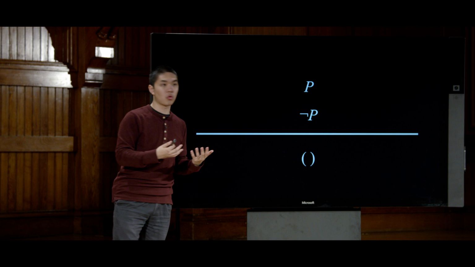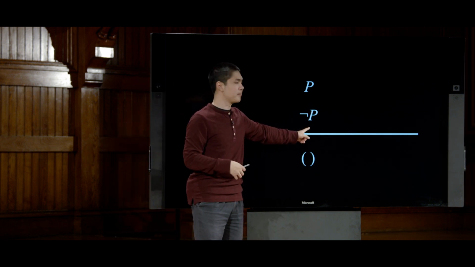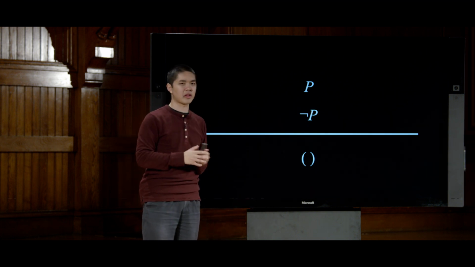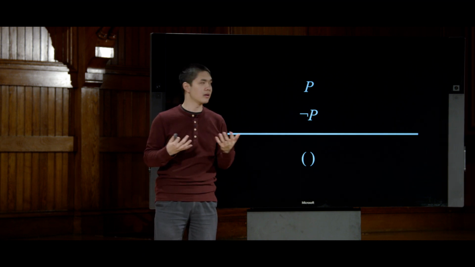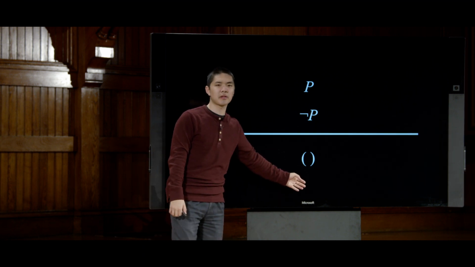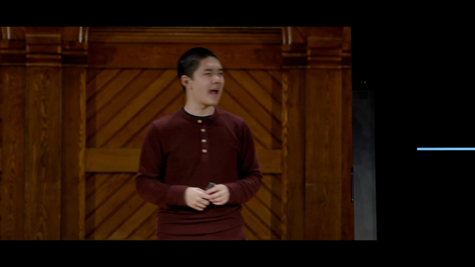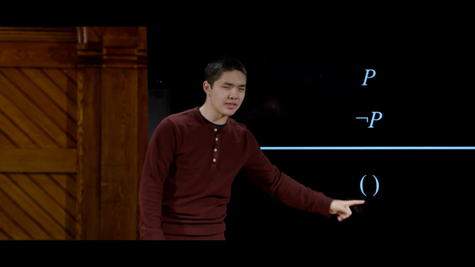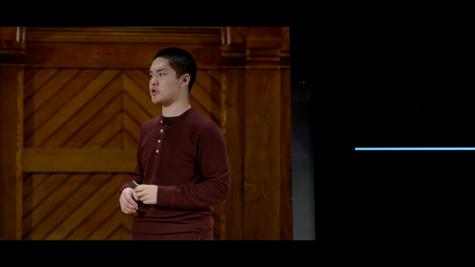P is either true or it's not true, which means that if P is true, then this must be false. And if this is true, then this must be false. There's no way for both of these to hold at the same time. So if ever I try to resolve these two, it's a contradiction, and I'll end up getting this empty clause, where the empty clause I can call equivalent to false. And this idea that if I resolve these two contradictory terms, I get the empty clause, this is the basis for our inference by resolution algorithm.